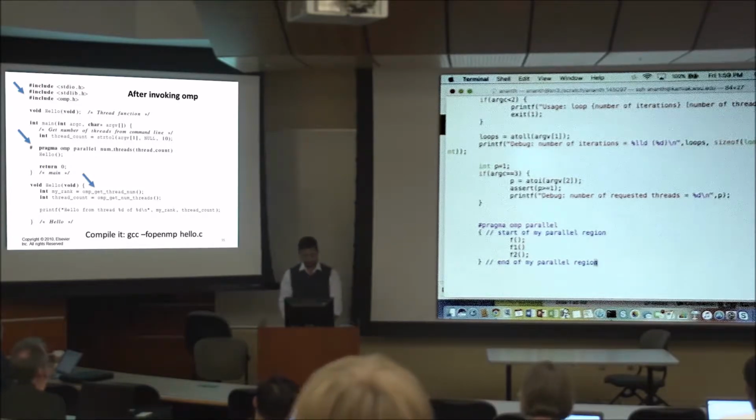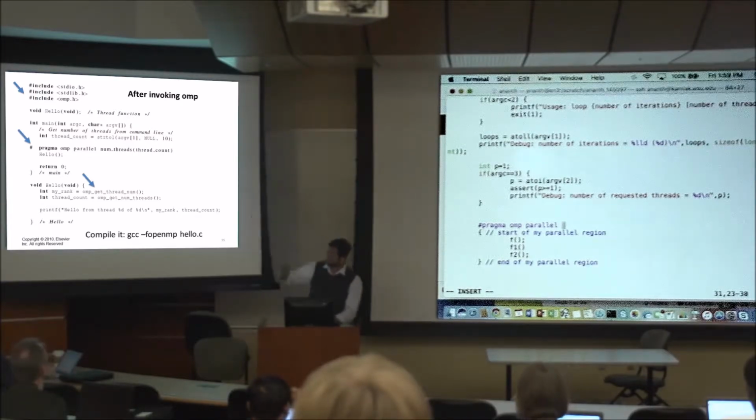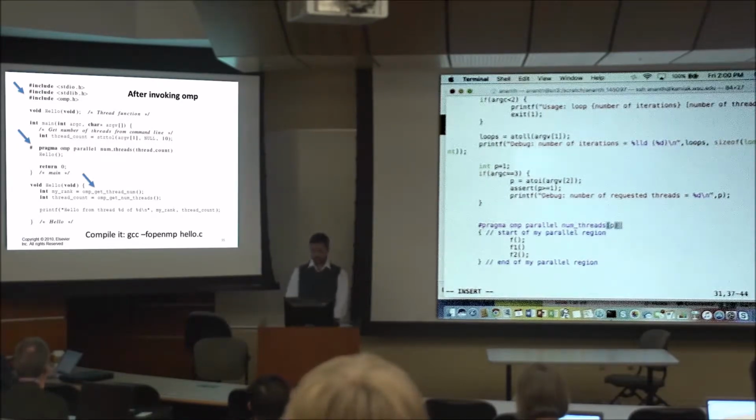And how do you specify the number of threads? There are actually multiple ways of doing it. One way is to specify num threads like we did here. I can say the number of threads I want to use for this particular region is p. Then that many threads will be active to execute that region.